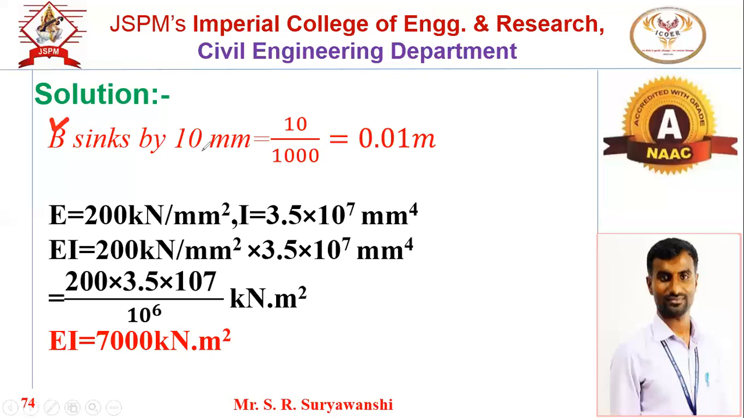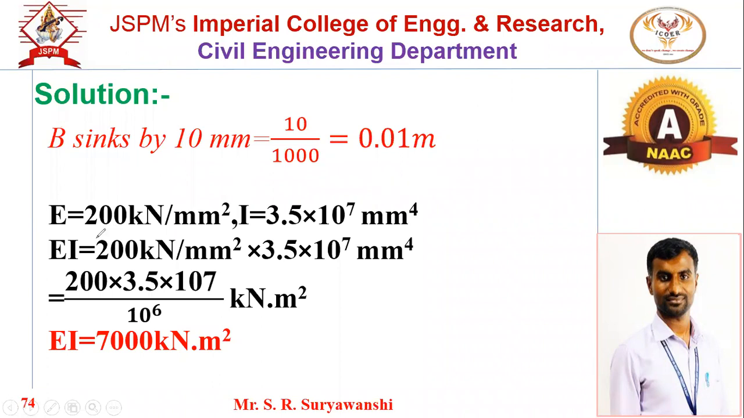So what is given in the numerical? Support B sinks by 10 mm. So mm is given for delta. So 10 mm divided by 1000, so delta will be in meters, that is 0.01 meter. Okay. So this is the value of delta in meters.